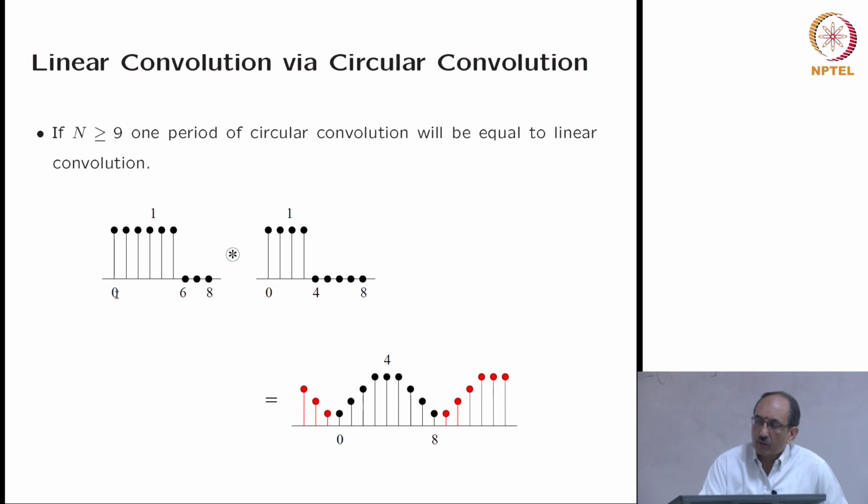Therefore, if you make the lengths to be 9 in both sequences, and then if you do circular convolution, the repetitions will not overlap, and from 0 to N minus 1 the result of circular and linear convolutions match exactly.